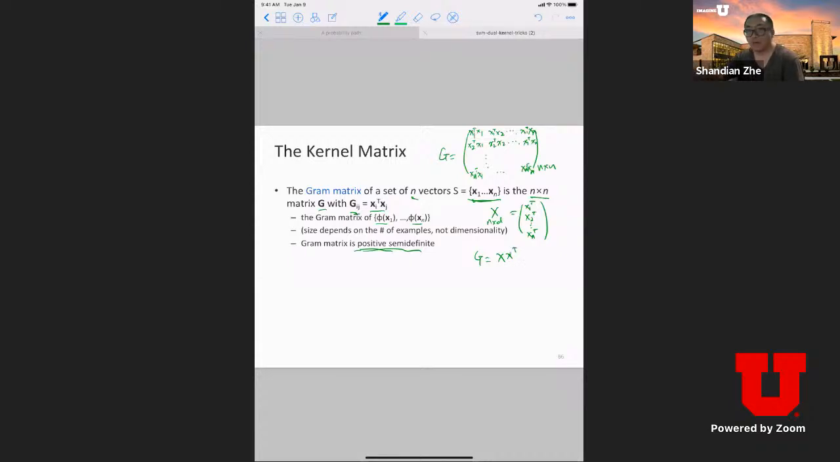We can write down the Gram matrix essentially as X X transpose. I encourage you to verify that after class. Then it's very easy to show, according to the definition, that for any non-zero vector z, z transpose X X transpose z is non-negative. Why? Because this part and this part are the same: it's just a vector's inner product with itself. So the Gram matrix is always positive semi-definite.